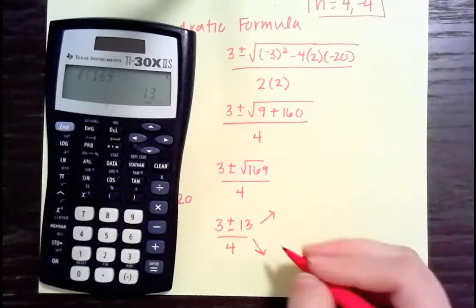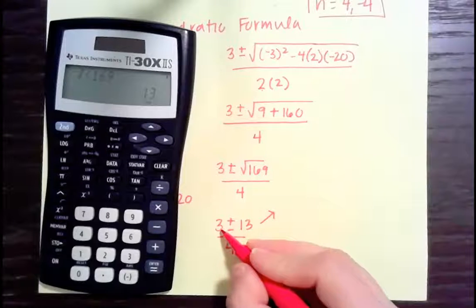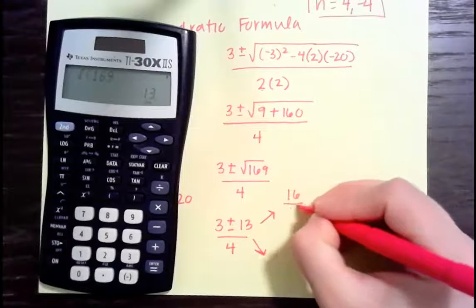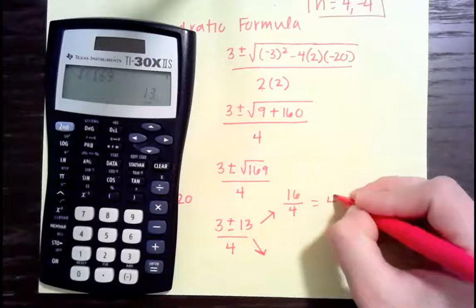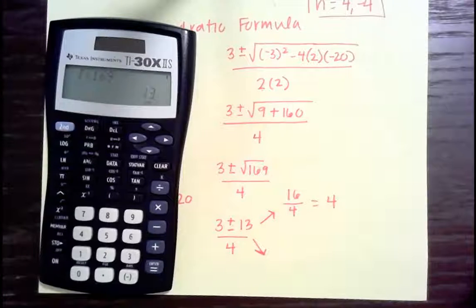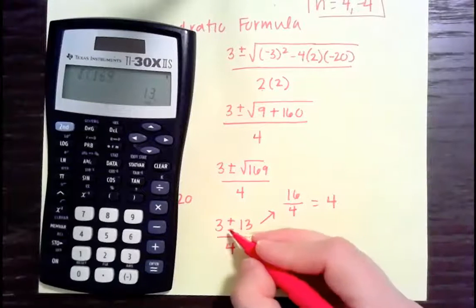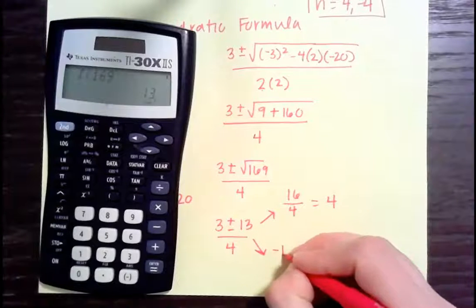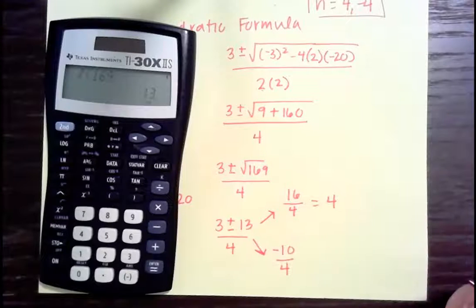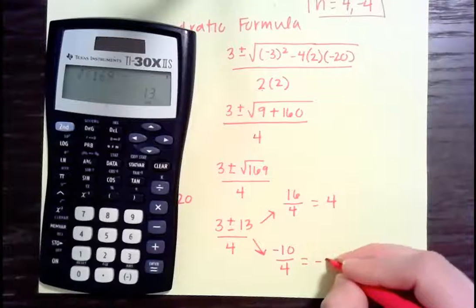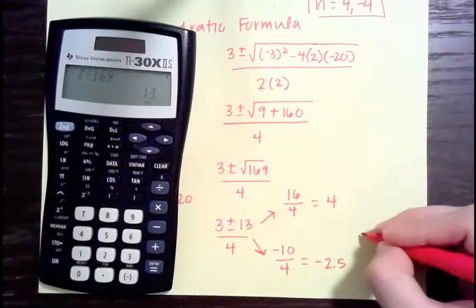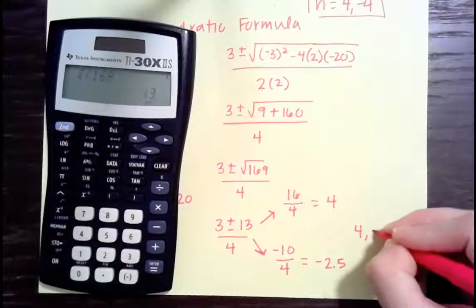So if we do the addition version, 3 plus 13 is 16 over 4 gives me 4. Now if we subtract, 3 minus 13 is negative 10 divided by 4. Negative 10 divided by 4 is negative 2.5. So our two answers here would be 4 and negative 2.5.